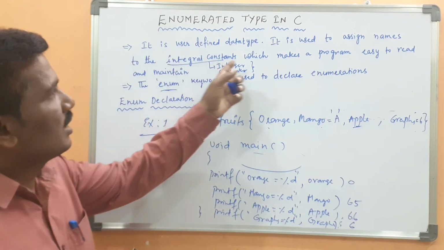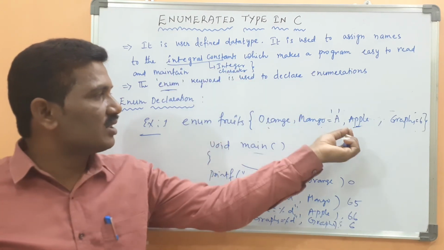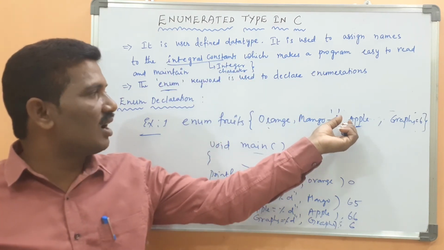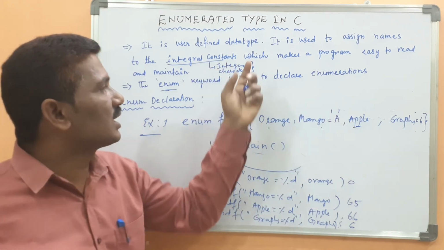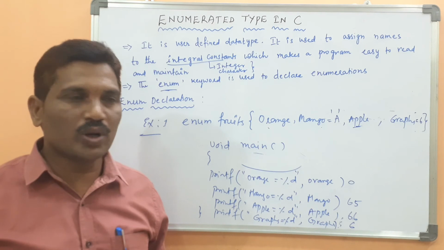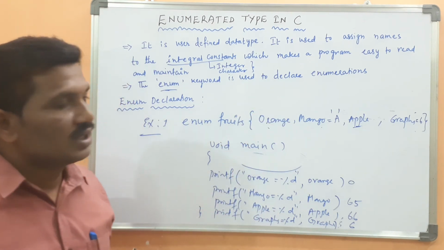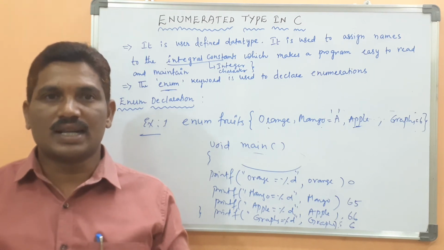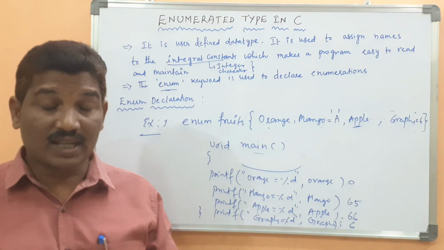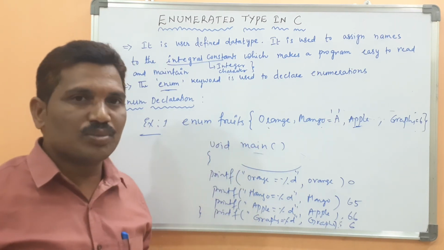That's why names are assigned to integral constants, because you can assign either integer constants or character constants. Both are collectively called integral constants. Got my point? This is another example of the enumerated type. Either you can assign an integer value or a character value. You can take any example. I have taken a simple example.